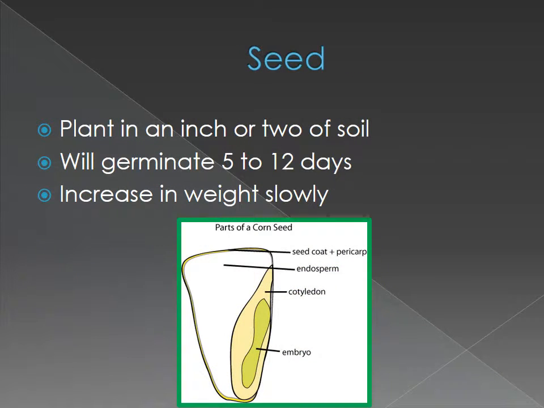Whether you are growing field corn, popcorn, or sweet corn, they all grow in basically the same way. First, you take the seed and plant it in an inch or two of soil. The seed will then germinate in 5 to 12 days, depending on the variety of corn you are growing, the temperature of the soil, and the amount of moisture in the soil. In general, corn grows best when soil temperatures are near 50 degrees Fahrenheit. Corn plants increase in weight slowly early in the growing season.